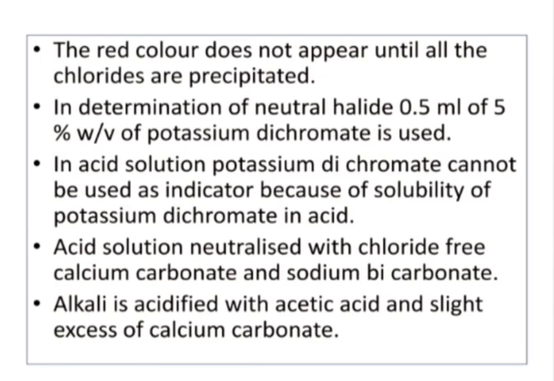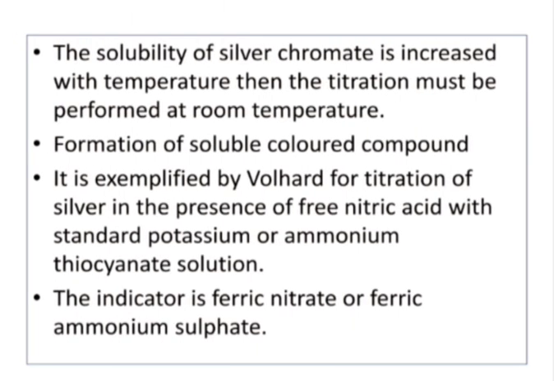In determination of neutral halide, 0.5 ml of 0.5 percent weight by volume potassium chromate is used. In acidic solution, potassium chromate cannot be used as an indicator because of the solubility of silver chromate in acid. Acid solution is neutralized with chloride-free calcium carbonate or sodium bicarbonate. Alkali is acidified with acetic acid and a slight excess of calcium carbonate. The solubility of silver chromate increases with temperature, so the titration must be performed at room temperature.